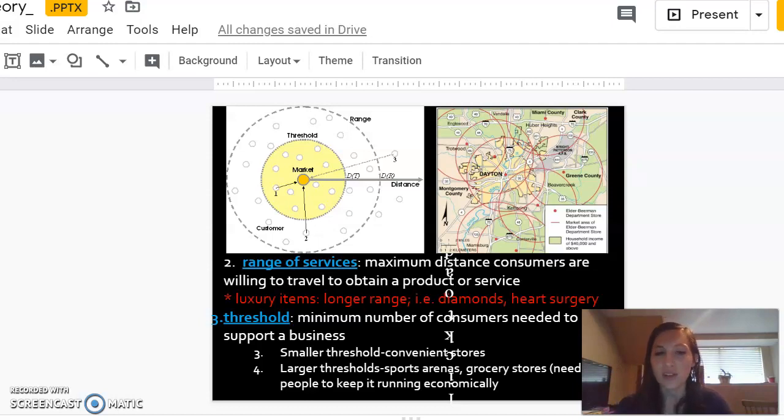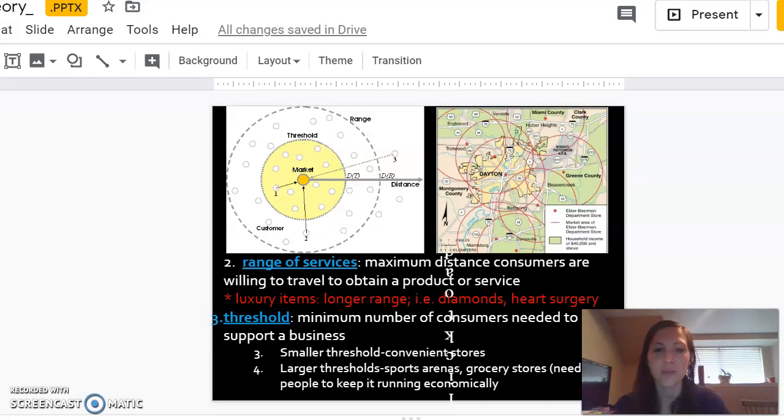So longer range items are going to be luxury items. Shorter range items are going to be things that are available everywhere. So you can almost find a gas station, a convenience store everywhere. So the range of services, the maximum distance people will have to travel for a product or service, will be shorter if the item costs less. Okay? And then threshold is how many people do we need for that business to stay in business?